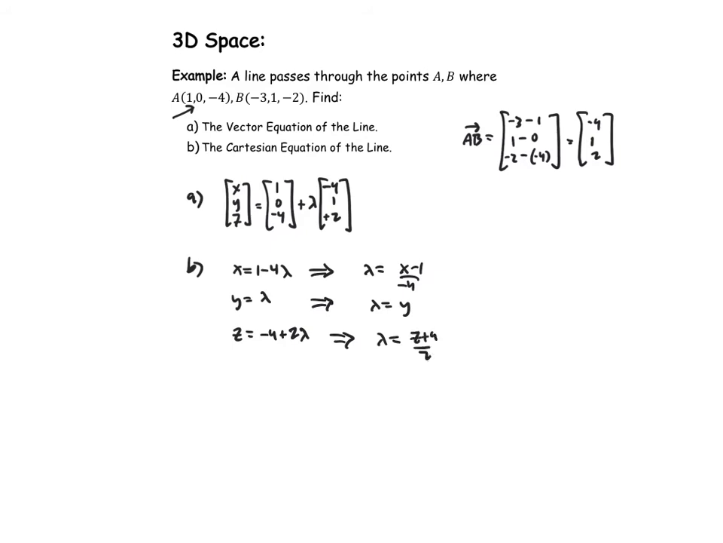Thus, if I set all the values equal to each other, I would get x minus 1 over -4 is equal to y is equal to z plus 4 over 2. And there is your Cartesian equation of that three-dimensional line. All right, let's keep going.